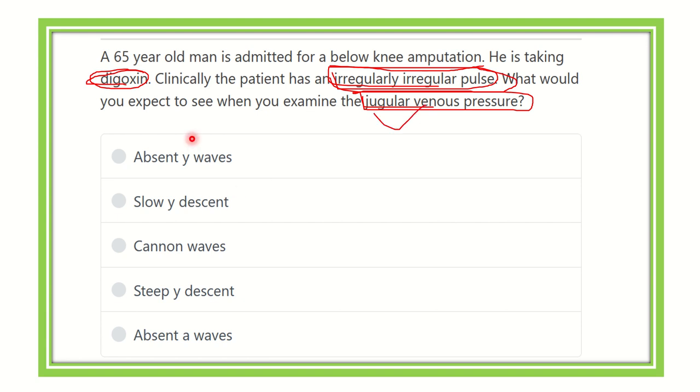Here the options are absent Y wave, slow Y descent, canon wave, steep Y descent, and absent A wave. So we have to find out a option of the jugular venous pressure which occurs due to irregular pulse. And here this is important that the jugular venous pressure, it is traced in the papers.